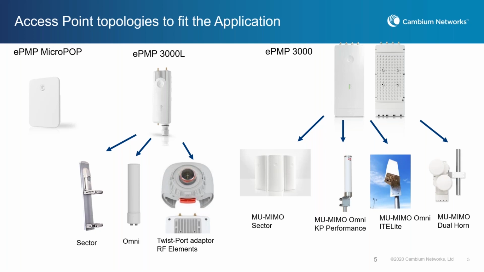Then, of course, there are some third parties like KP and IT Elite that make Omni antennas, and those are true MU-MIMO supporting Omni antennas. So you've got those options. And then in the middle there, you see the 3000L. You've got options from Cambium in either the sector antenna, and there are any number of 2x2 Omnis out there, as well as our friends over at RF Elements with their twist port adapter, which snaps right onto the 3000L and lets you use any number of their different horn antennas.